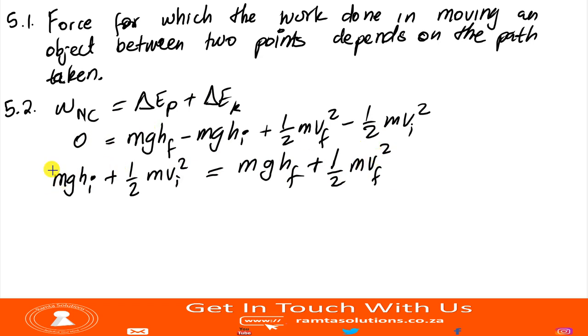We know that the sum of the object's potential and kinetic energy is mechanical energy. So let's call it Emech initial equals Emech final. Remember, guys, we said mechanical energy is the sum of the object's potential and kinetic energy. This is mechanical energy initially, and this is mechanical energy finally. So, therefore, we should conclude.